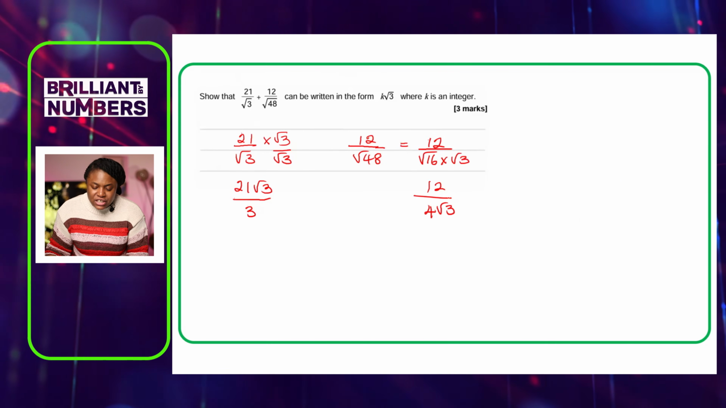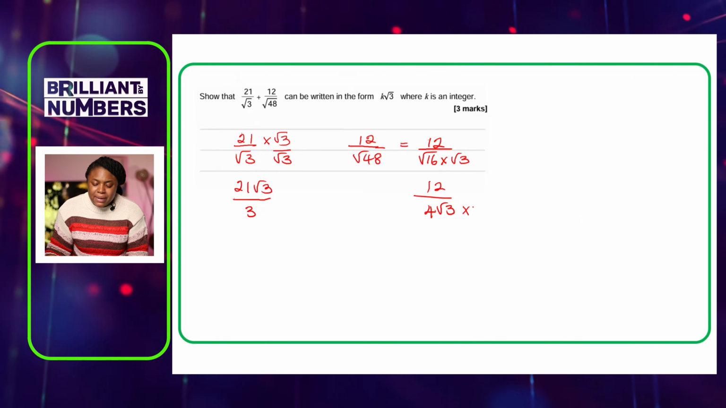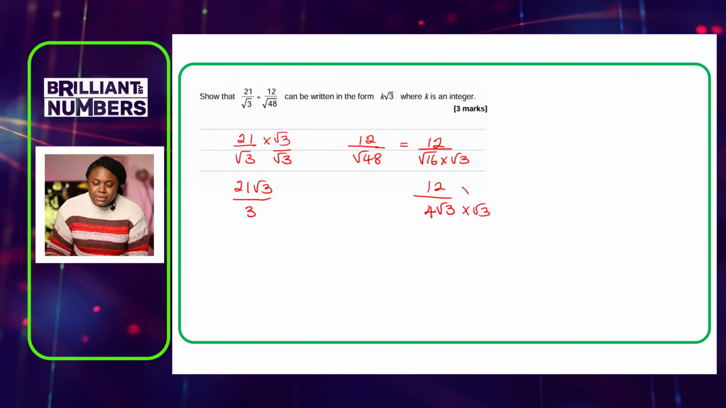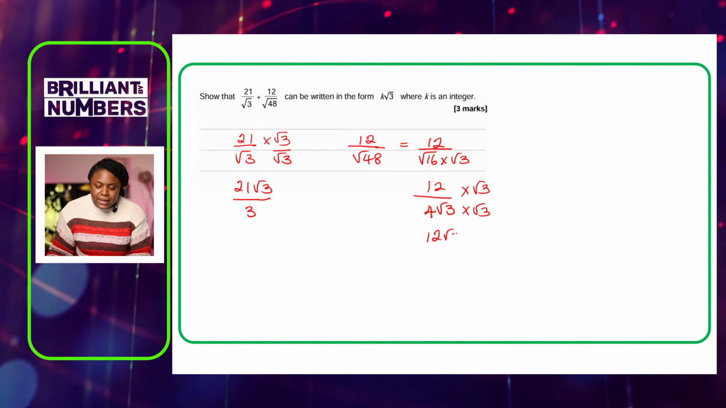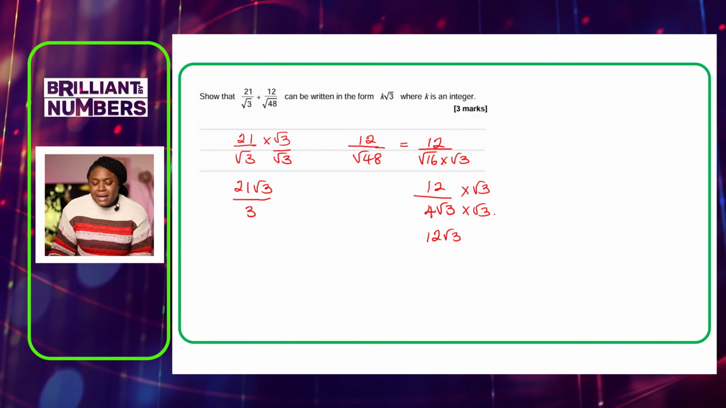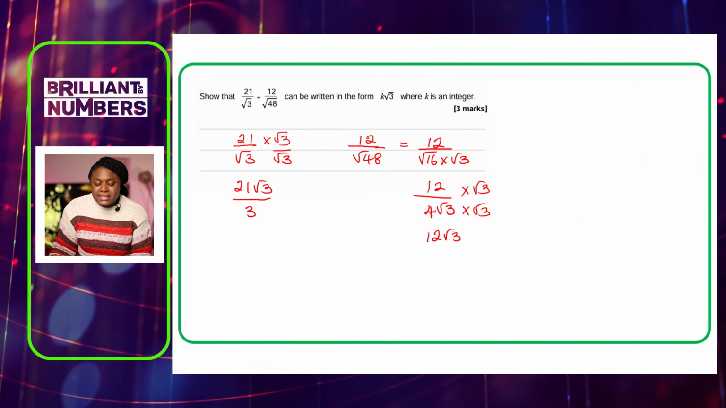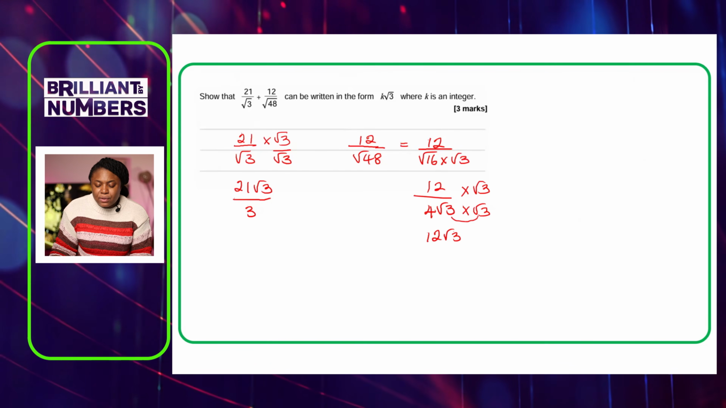Now we need to rationalize. So we need to times by root 3 on the top and the bottom. So 12 times root 3 is 12 root 3. And then root 3 times root 3 is 3. 3 times the 4. So these two times together will give us 3.